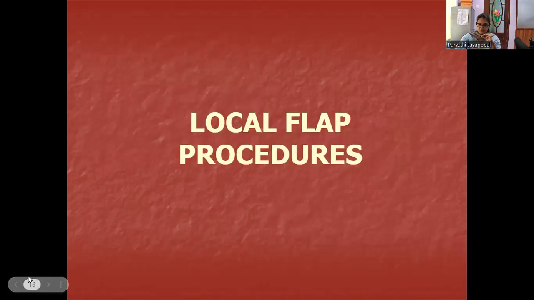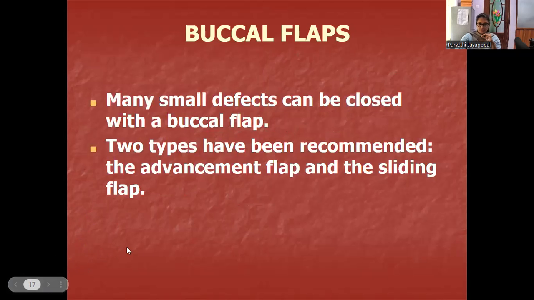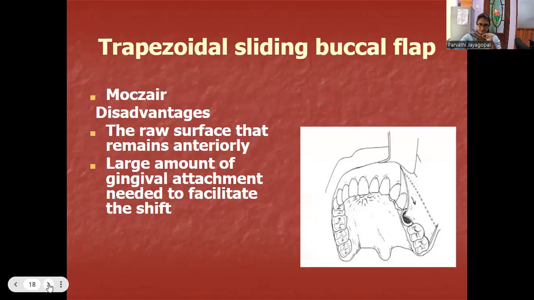Coming to local flap procedures, the most commonly used flap procedure would be a buccal flap. Any small defect can be closed using the buccal flap. There are two types of buccal flaps here. You have the advancement flap and you have the sliding flap. The sliding flap is called a trapezoidal sliding buccal flap, which was put forward by Moczar.